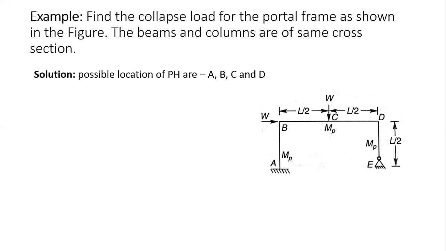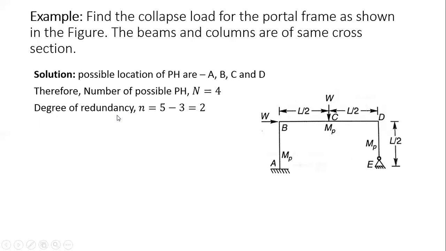So you know that the plastic hinges are formed at the fixed supports, at the joints, and under the load. So these are the possible locations of the plastic hinges: at A, that is the fixed support, B, at the joint here, C under the load, and D again at the joint. Therefore, the number of possible plastic hinges, capital N, is equal to 4. 1, 2, 3, 4.